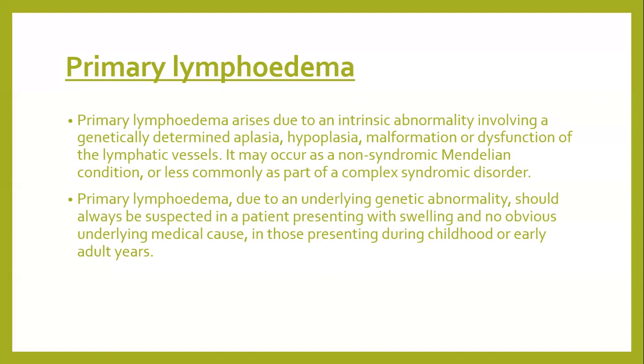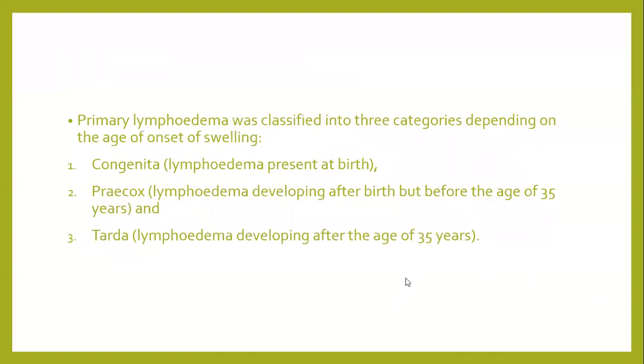It may occur as a non-syndromic Mendelian condition and, less commonly, as part of a complex syndromic disorder. Primary lymphedema due to an underlying genetic abnormality should always be suspected in a patient presenting with swelling and no obvious medical cause, in those presenting during childhood or early adult years. So, एक बात तो ये confirm है कि primary lymphedema young age में manifest हो जाता है, जबकि दूसरा lymphedema में time लगता है manifest होने में.